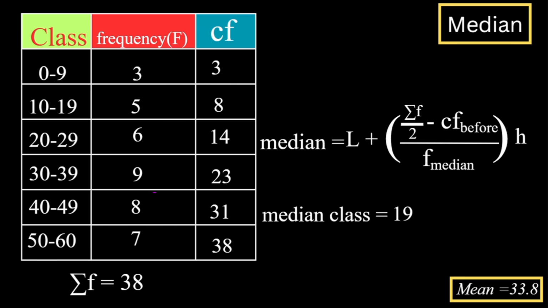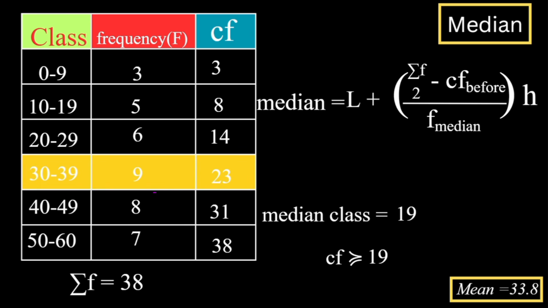Now, having got 19, in our CF column, we look for a CF value which is greater or equal to the summation of f divided by 2. And for our case, the summation of f divided by 2 is 19. So in our table, the value that is actually immediately greater than 19 is 23. We also have 31 and 38, but the immediate one is 23. So we pick the immediate greater or equal value. So what we do, we highlight the whole of this row.